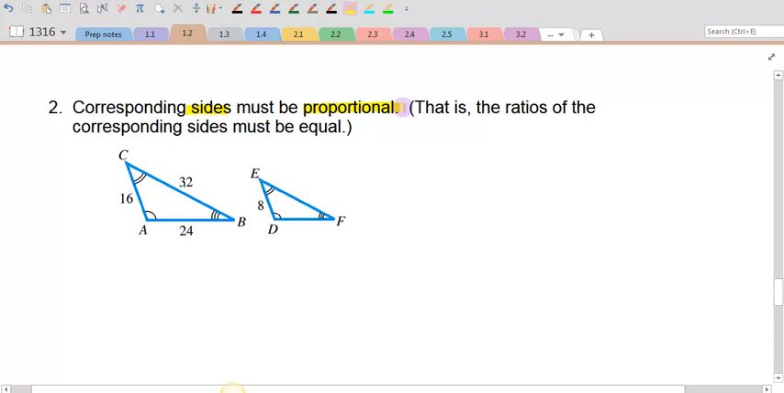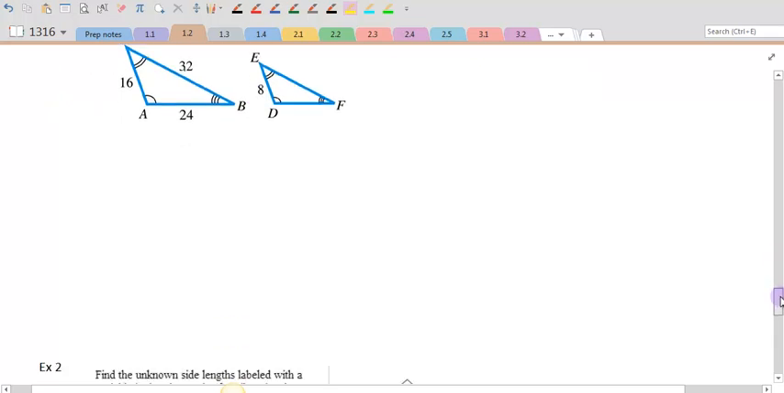Now remember that a proportion is basically two ratios that are set equal to each other. And I'll show you what I mean in just a minute, but the way that we're discussing this is basically saying this side CA of the large triangle corresponds with this side ED of the smaller triangle. Now obviously these two measurements are not the same value, but they differ by a factor of 2. So we're going to use that concept to be able to solve this next example.